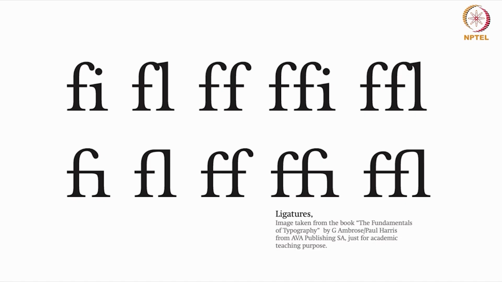So for example, if you look at this FI, which has been turned into this form, which is quite compact and clear. Otherwise, the tittle, the dot, and the end of the letter F create a lot of conflict. Similarly, FL, FF, or FFI, you will find that just to remove the conflict and remove the complexity, it has been translated into a ligature, where it has become very simple and efficient.